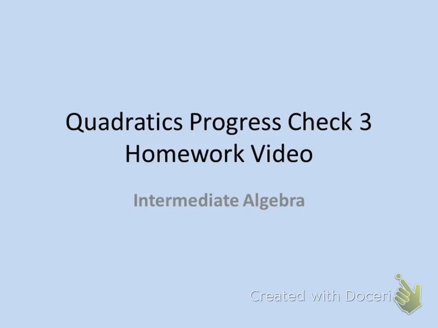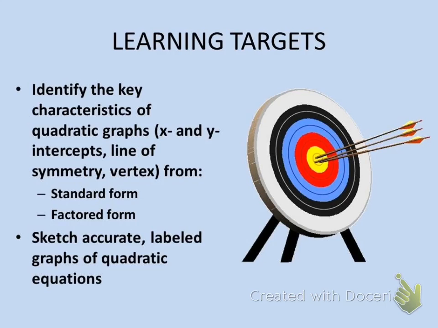This is the Progress Check 3 homework video for intermediate algebra. The learning targets that were addressed on this progress check were to identify the key characteristics of quadratic graphs, meaning the x and y intercepts, line of symmetry, and vertex, from both standard form and factored form, and to sketch accurate labeled graphs of quadratic equations.